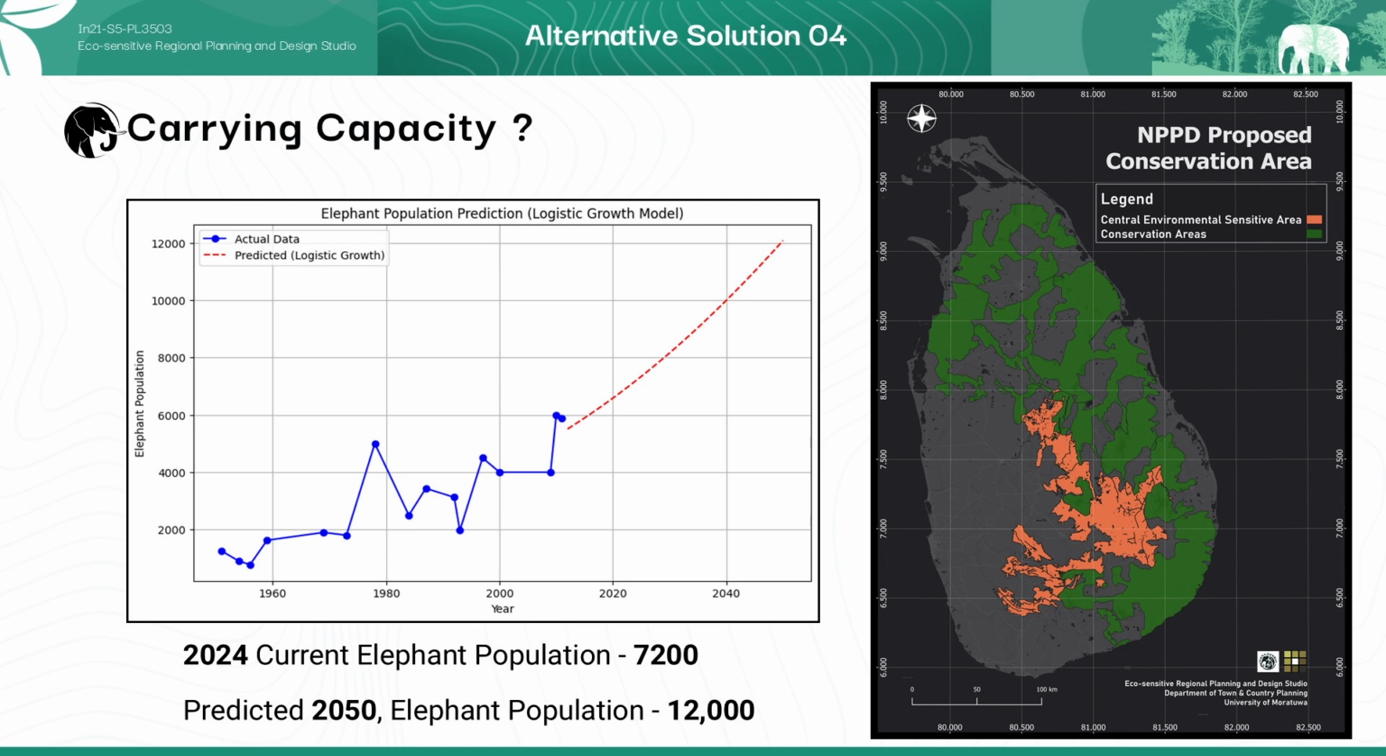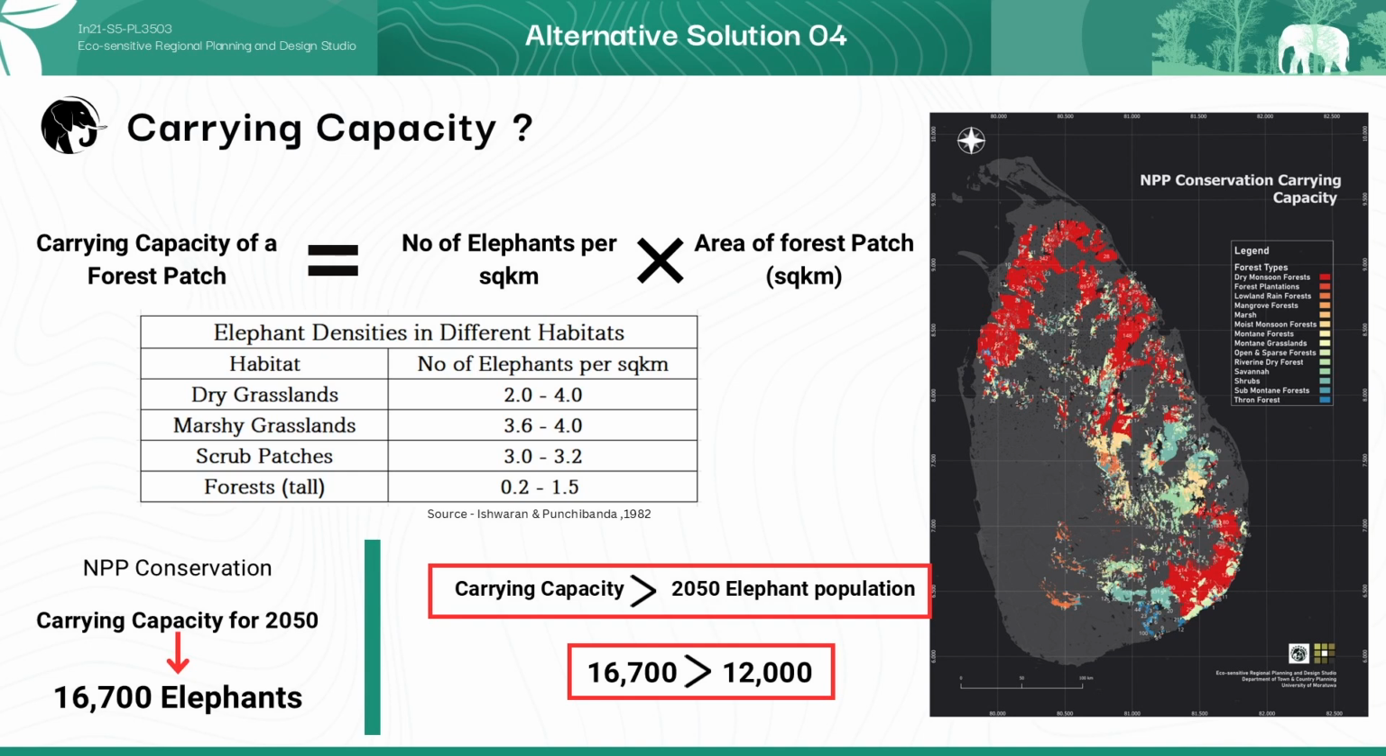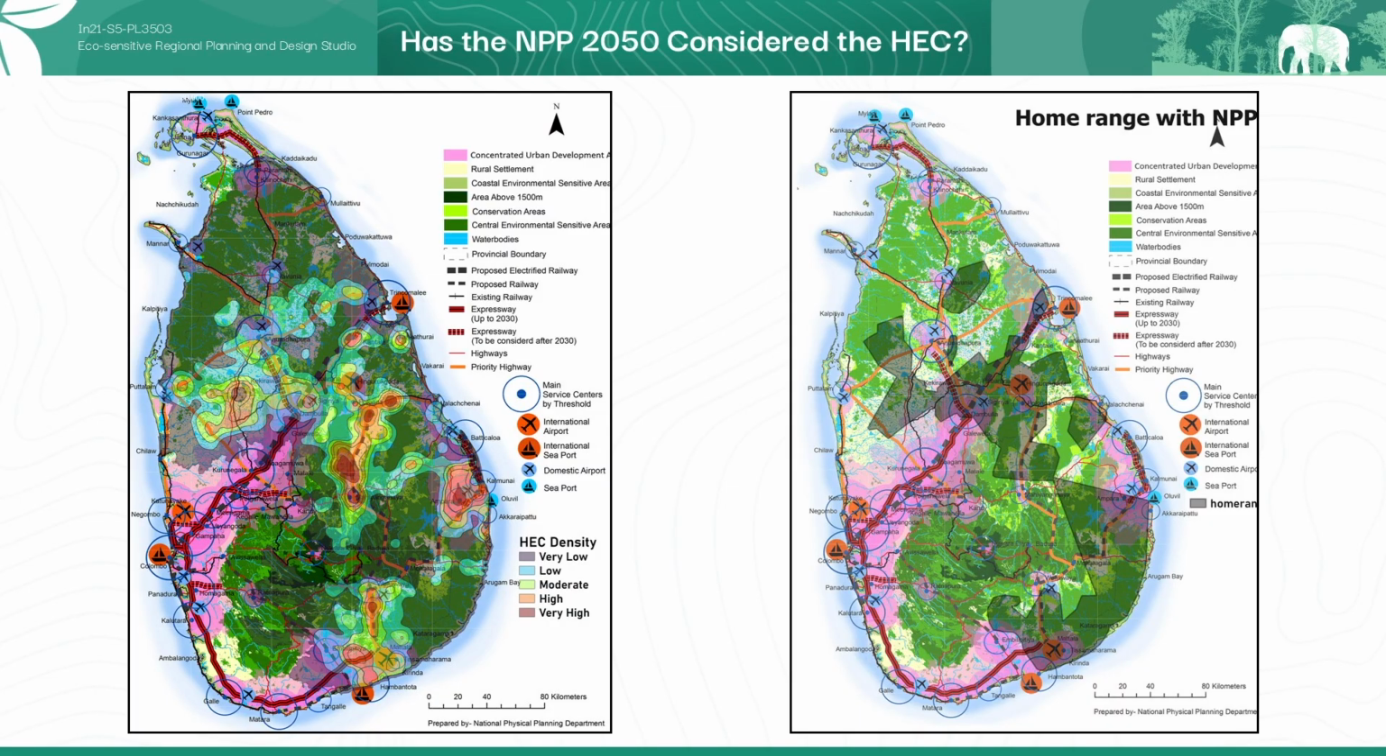For that, we calculated the carrying capacity of the conservation zone using forest-type-based norms. There are several assumptions and the accuracy is limited by the available empirical norms. From the calculations, the carrying capacity of the conservation zone is nearly 16,700. This is more than the predicted elephant population. So, the conservation zone is more than enough for the 2050 elephant population.